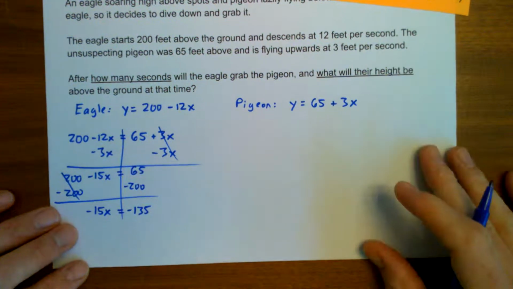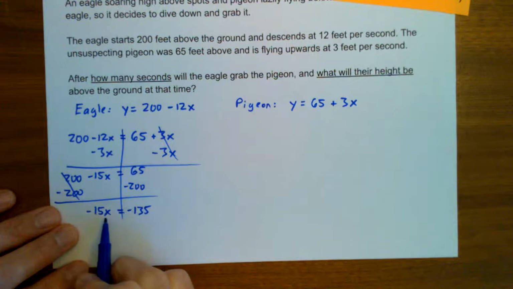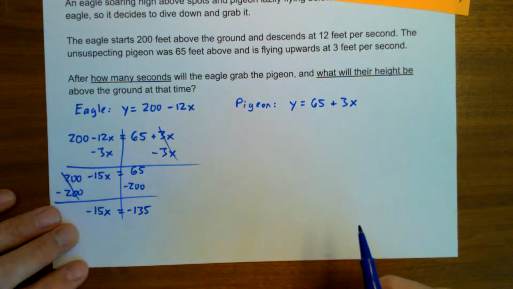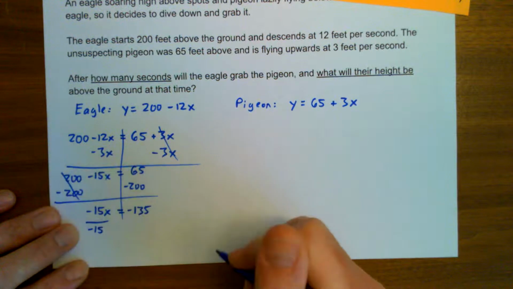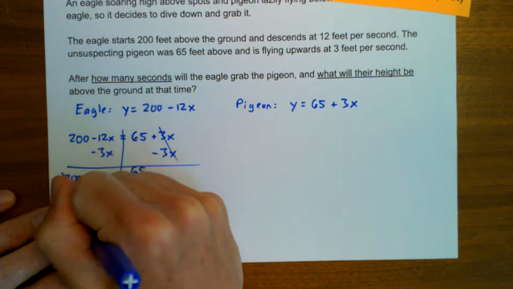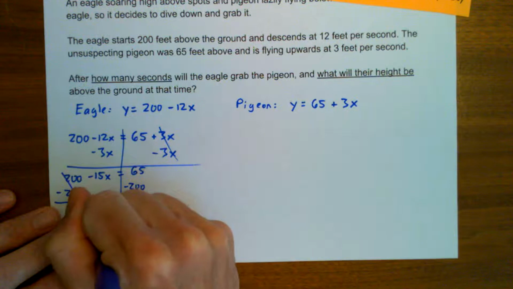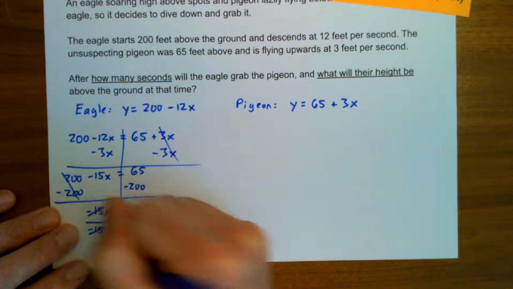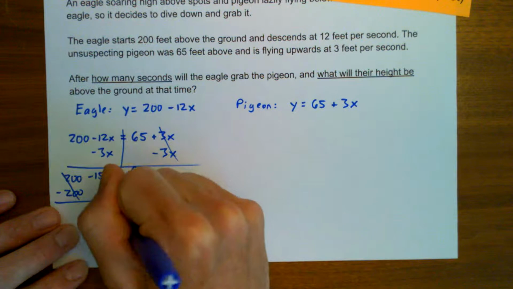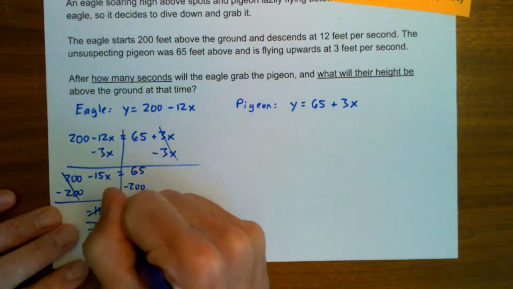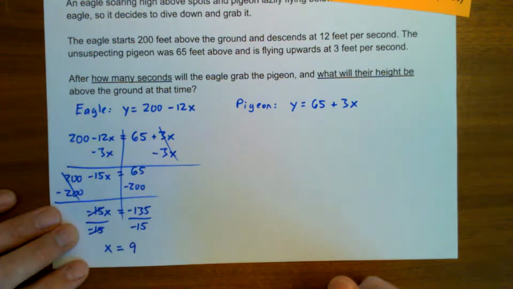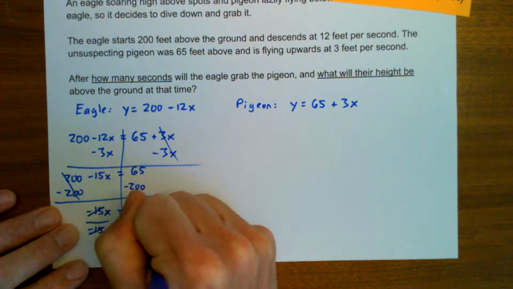Now I've got one step left. Negative 15 times some number of seconds is equal to negative 135. How do I solve for that one? Well, the opposite of multiplying is dividing. If I divide this side by negative 15, negative 15 divided by negative 15 is positive 1, leaving just x over here. And if I divide this side by negative 15 as well, negative 135 divided by negative 15 is positive 9. In this case, for these two to be the same, I need x to be 9 seconds.